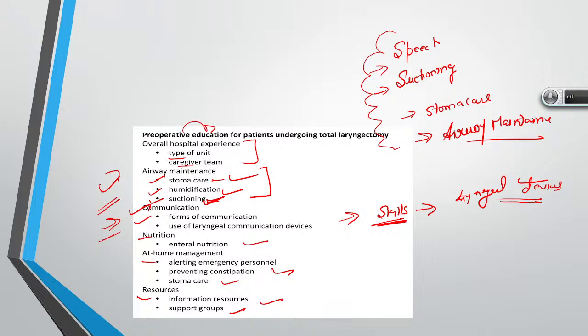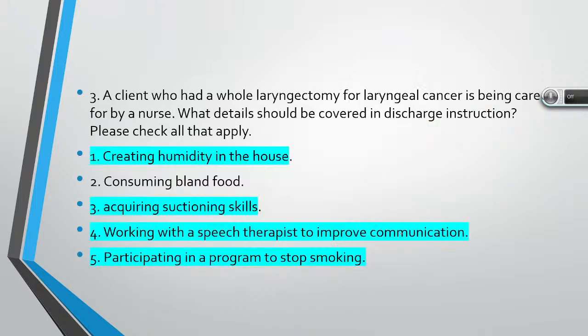The main concepts here are airway maintenance and communication. Airway maintenance is performed through daily stoma care, maintaining humidification in the atmosphere, and suctioning to drain out excessive fluid or mucus to clear the airway. Communication involves speech therapy or the use of laryngeal communication devices. So let's pick the right options. The first option, creating humidity in the house, is exactly the right option here, because this concept correlates with airway maintenance.